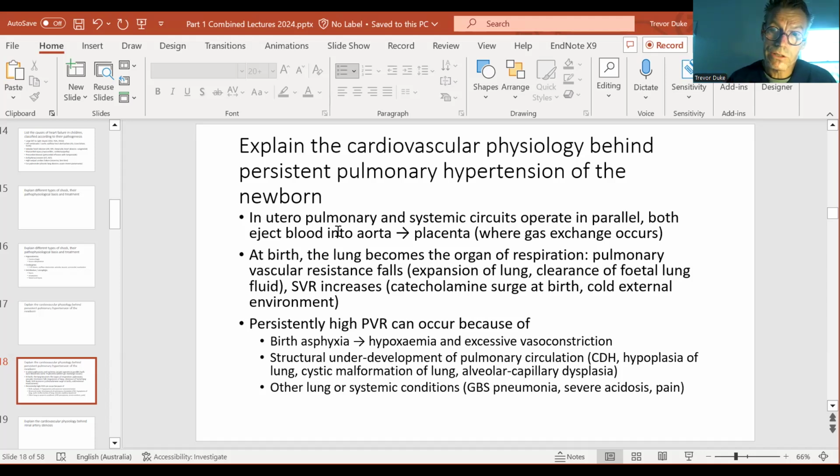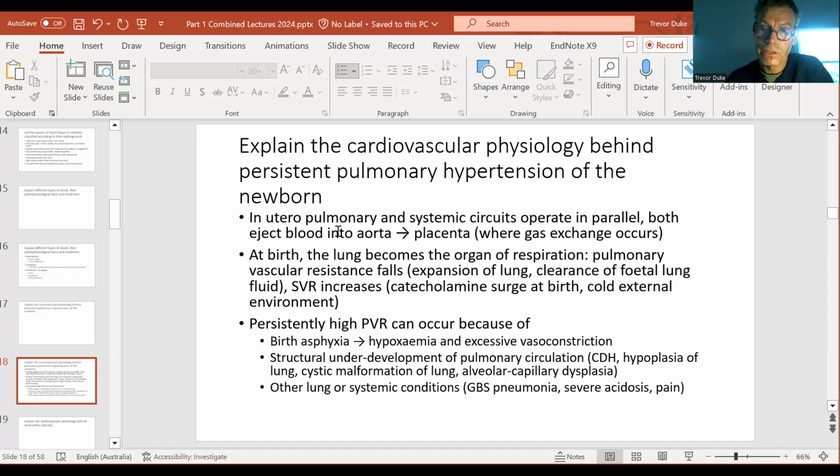And then there are some structural reasons for underdevelopment of the circulation, such as congenital diaphragmatic hernia, or a hypoplastic lung, or cystic malformation of the lung, or a condition called alveolar capillary dysplasia, where the alveoli and the capillaries are not aligned as they should be in all of the lung or in most of the lung, and that can lead to severe hypoxia. So those babies also have severe PPHN.